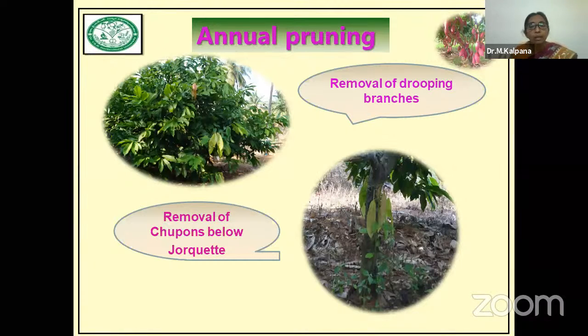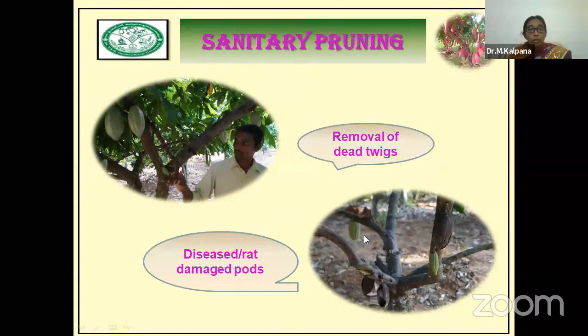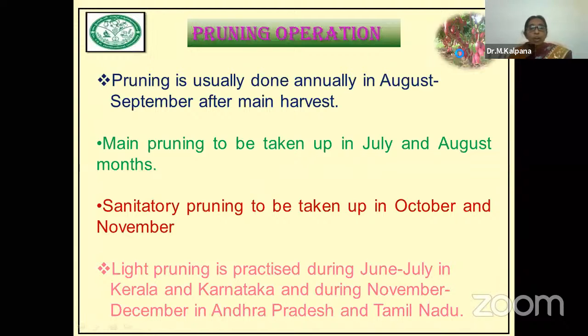In light pruning, what they will do is remove all the drooping branches, the chupons, and also the diseased twigs, the rat-damaged, pod-damaged, and dry twigs. All should be removed, especially for sanitation and good filtration of the light. So while doing the pruning also we have to take care.